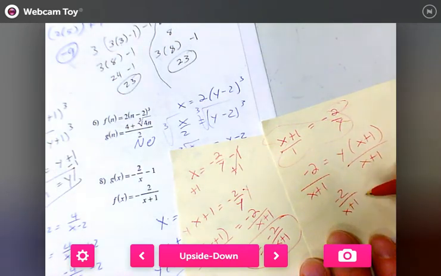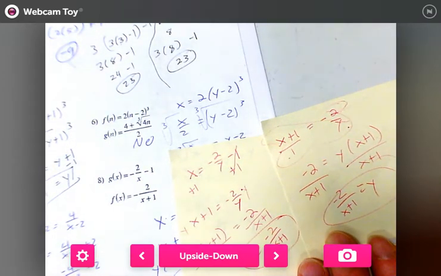What happened to the 1? When you cross multiplied, 1 times negative 2 is just negative 2. Okay.